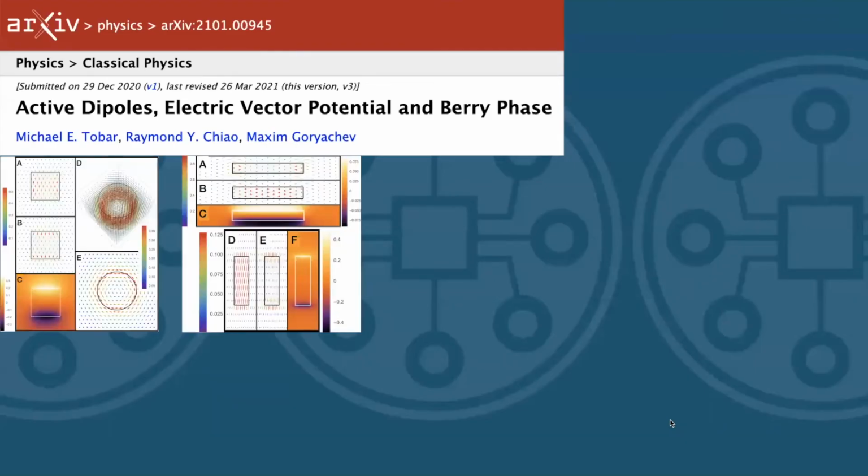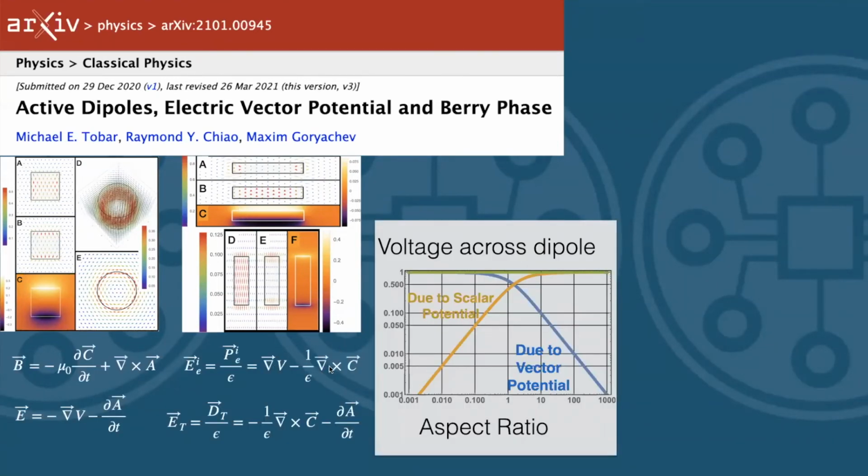Going back to this paper, we looked at cylindrical dipoles, and we concluded that when we add the polarization and separate the charge, depending on the aspect ratio, the voltage across the terminals will have partly a scalar potential component and partly a vector potential component. That's because as you separate the charges, the further away they get, the electric field is suppressed. The more flat and close they are, the electric field is enhanced. If the electric field dominates your system, you have a scalar potential. If the D field dominates your system, you have a vector potential.